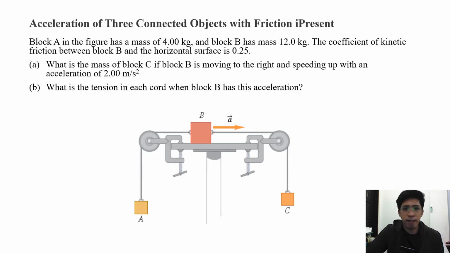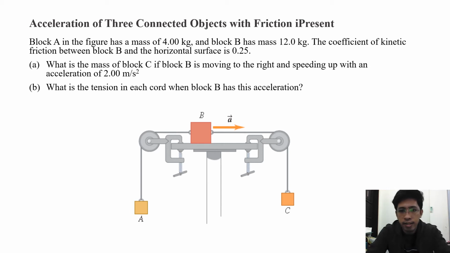So let's have an example involving friction this time. Block A in the figure has a mass of 4 kilograms, and block B has a mass of 12 kilograms. The coefficient of kinetic friction between block B and the horizontal surface is 0.25. What is the mass of block C if block B is moving to the right and speeding up with an acceleration of 2 meters per second? What is the tension in each cord when block B has this acceleration?